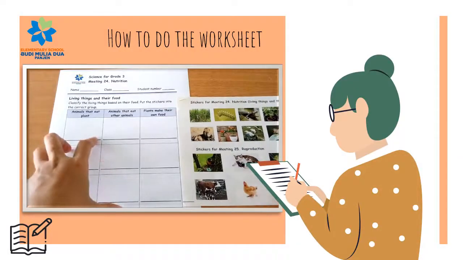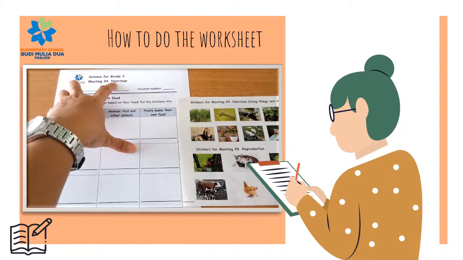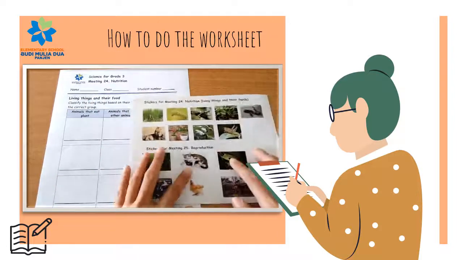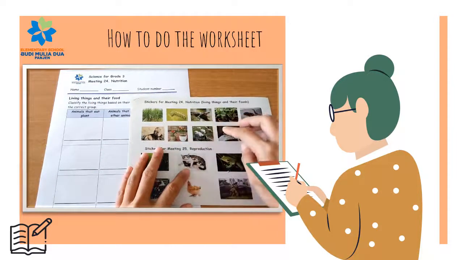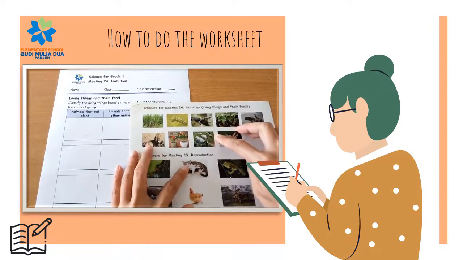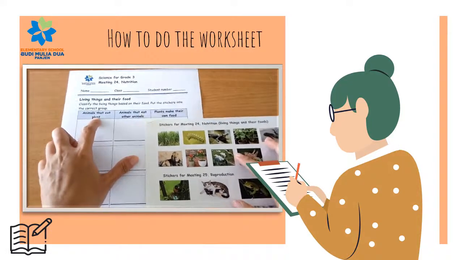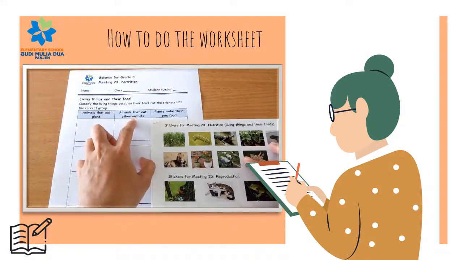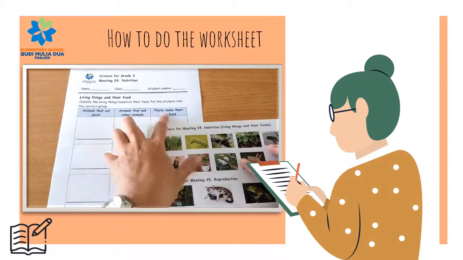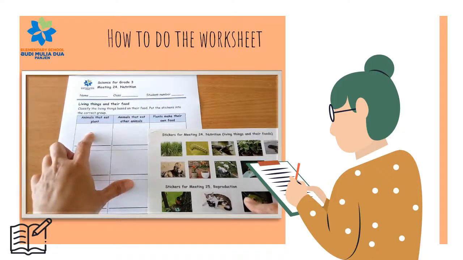Go to the second worksheet for meeting 24. This is about how they get their food. You will need these stickers. Classify the living things based on their food. Which animals eat plants, which animals eat other animals, and which plants make their own food? This one has been done for you.